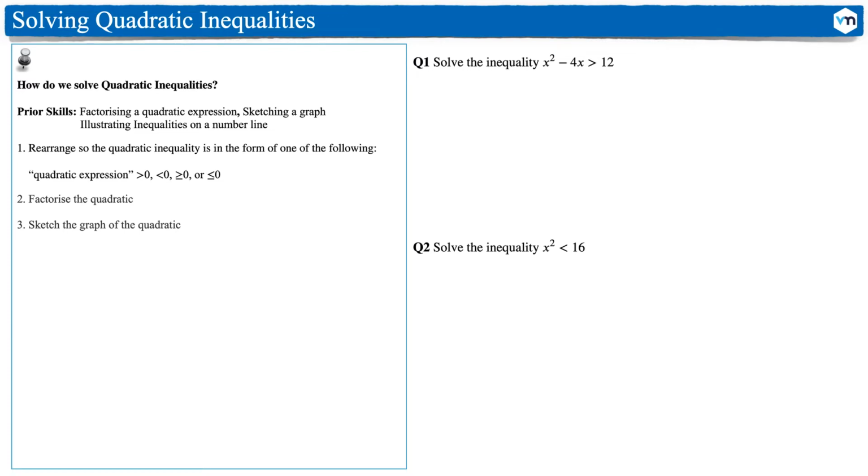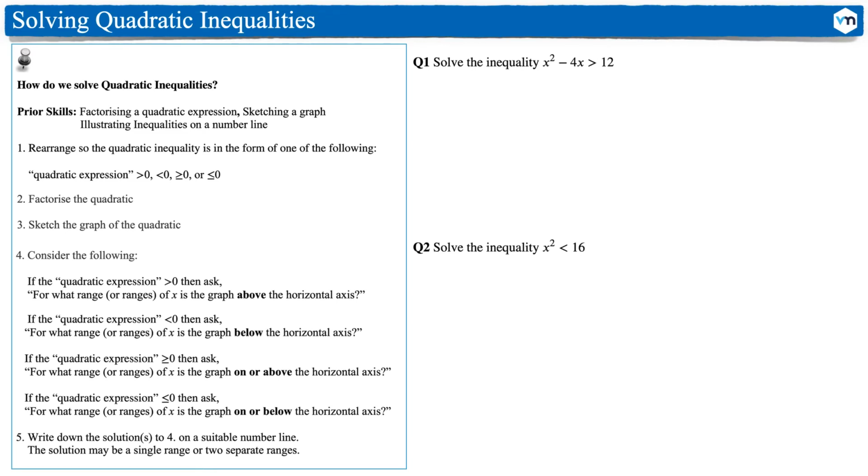Step 1. Rearrange so the quadratic inequality is in the form of one of the following. The quadratic expression is either greater than 0, less than 0, greater than or equal to 0, or less than or equal to 0. Then factorise the quadratic, and then sketch the graph of the quadratic. This is known as a parabola. Then consider the following. We have 4 different scenarios.